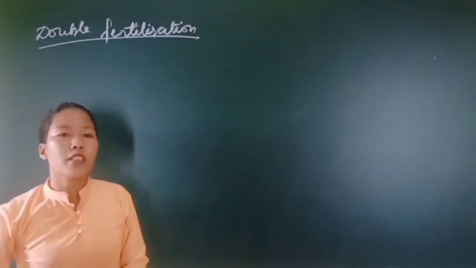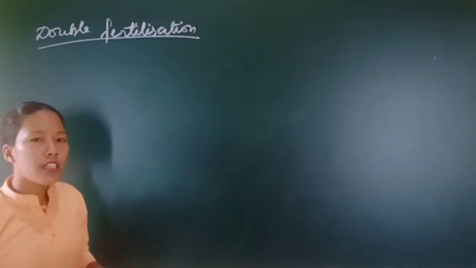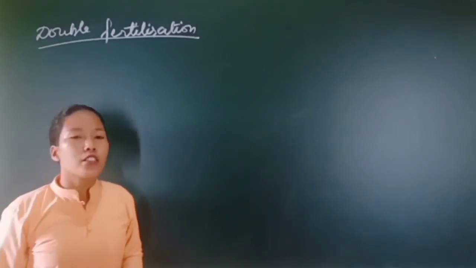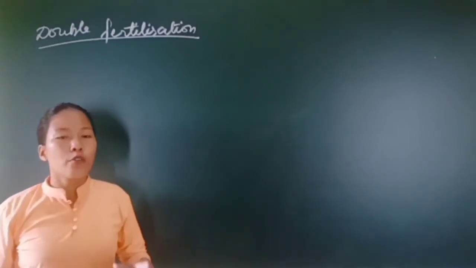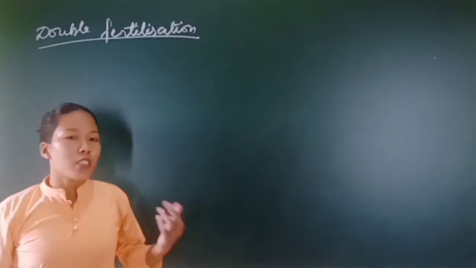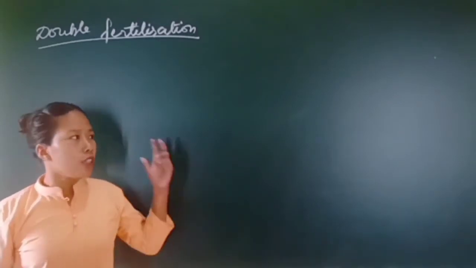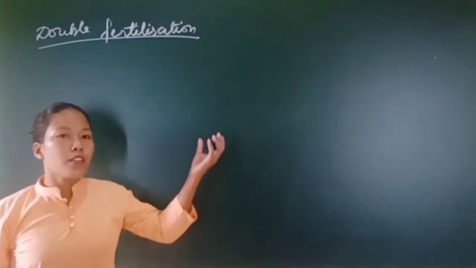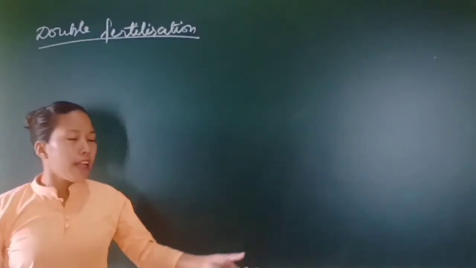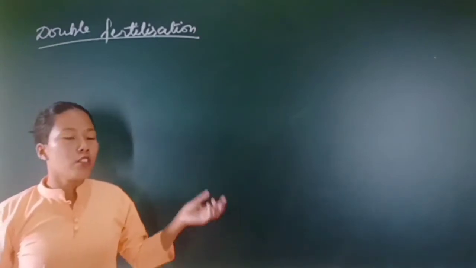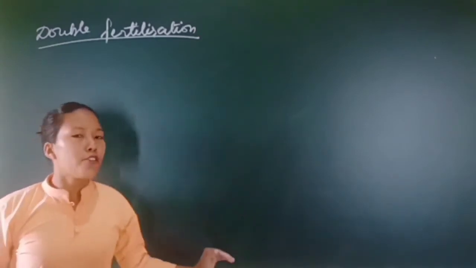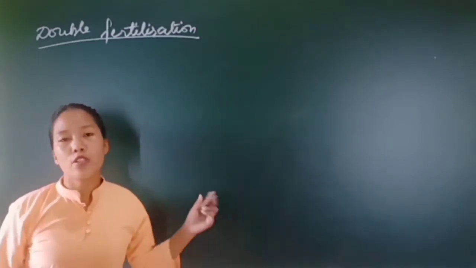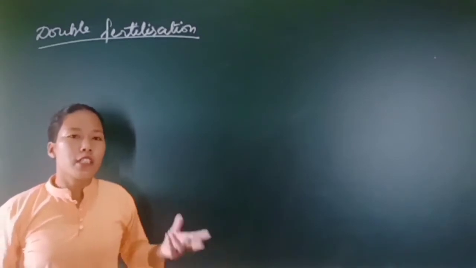During this pollen-pistil interaction, we have seen that the pollen tube carrying the two male gametes enters into the ovule. We have studied what pollen-pistil interaction is: the deposition of pollen grains on the stigma, the growth of the pollen tube, and the entry of the pollen tube into the ovule. All these events together are known as pollen-pistil interaction, okay?